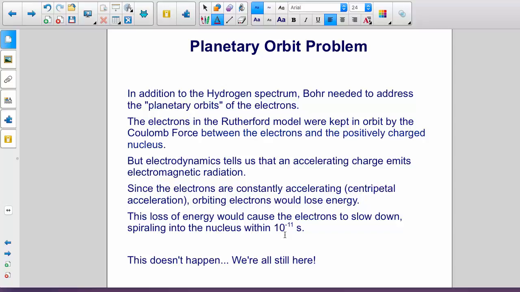And since the electrons are constantly accelerating, centripetal acceleration, the orbiting electrons have to lose energy. This loss of energy would cause the electrons to slow down. And in fact, this would occur, causing them to spiral into the nucleus within 10 to the negative 11 seconds. Well, that doesn't happen. We're still all here.